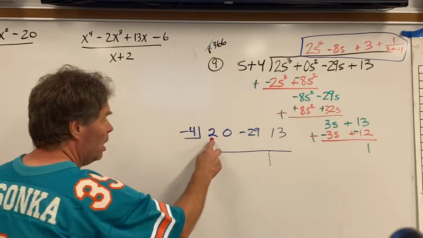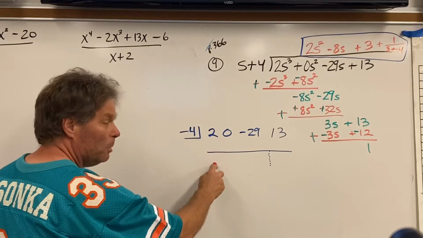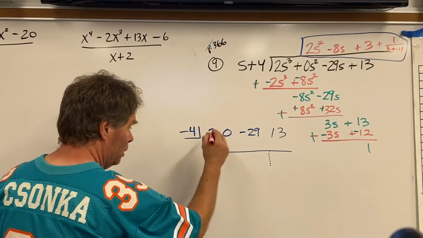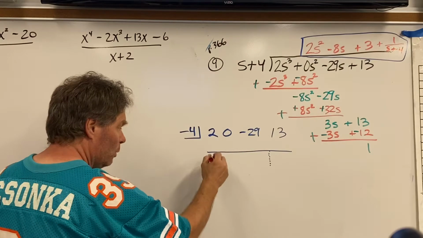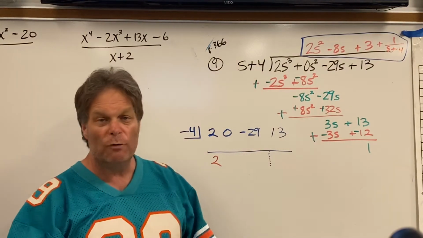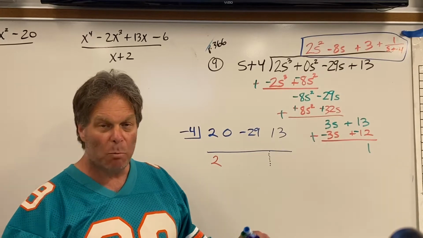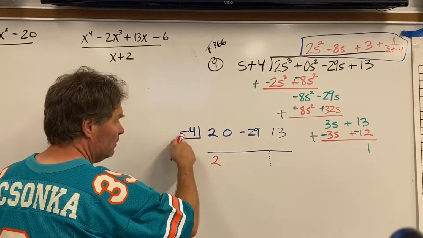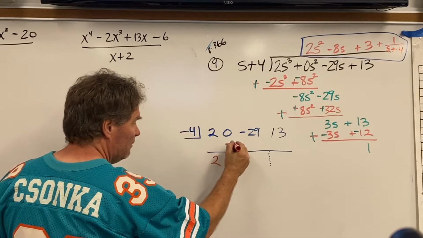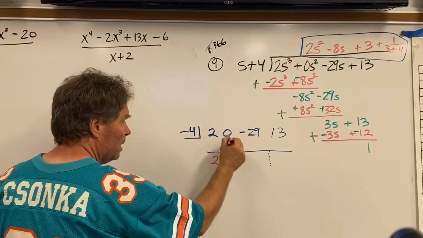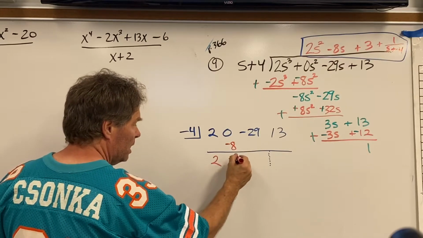You always bring the first thing down below the line. Whatever number this is, if this is a 2, you put a 2. If this is a 1, you put a 1. Whatever it is, bring it down below the line. And then all you do for the whole rest of the problem is multiply and add. So multiply this times this. 2 times -4 is -8. And you put it under the next guy right here. Now add these together. 0 and -8 is -8.